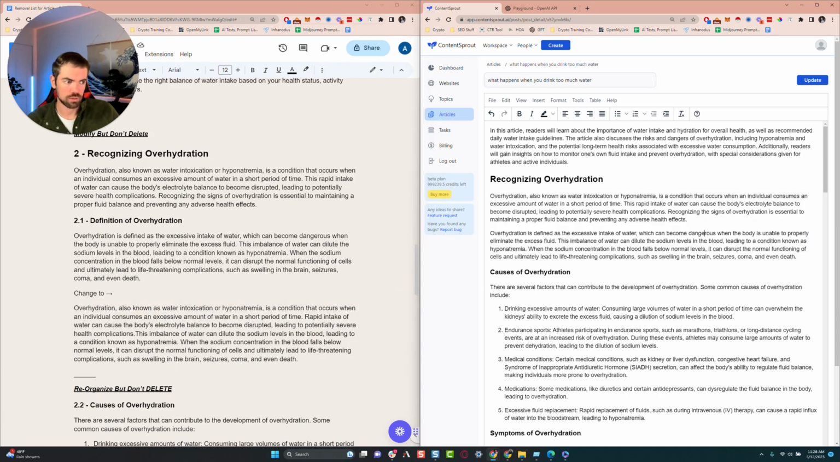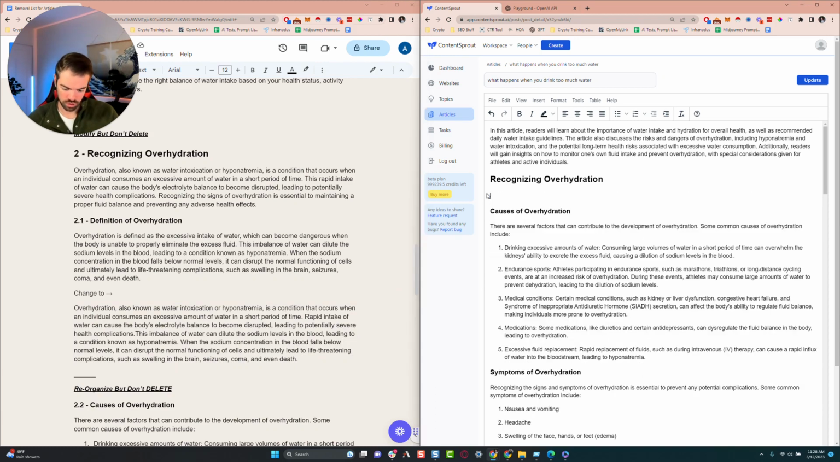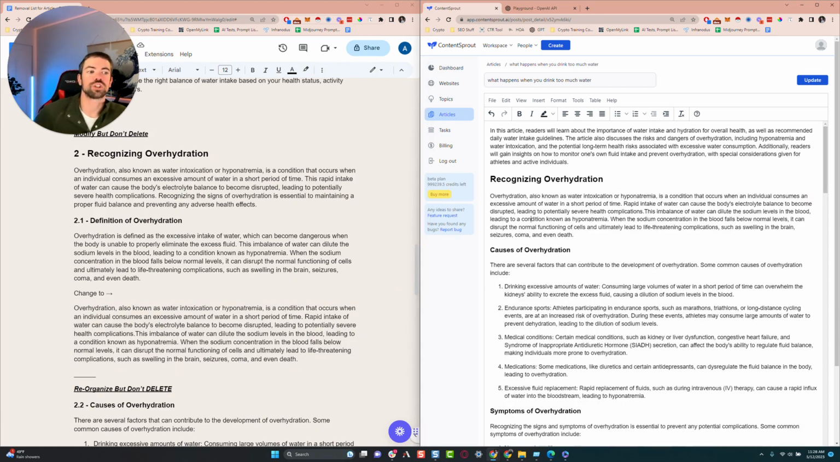And yeah, removing this and just doing this. So now it's overhydration, known as water intoxication or hyponatremia. The condition occurs with excessive intake. Great. So this is when I combined it. I said rapid intake of water can cause the body's electrolyte balance to become disrupted, leading to potentially severe health complications. This imbalance of water can dilute the sodium levels, which is associated with the electrolytes.